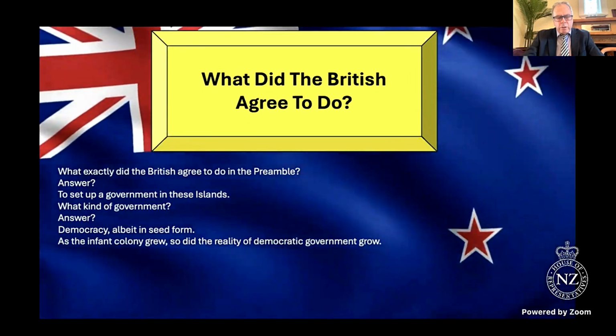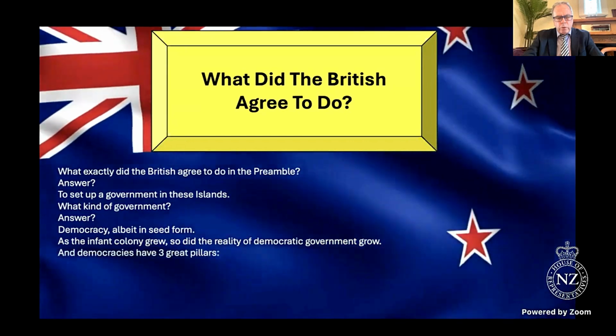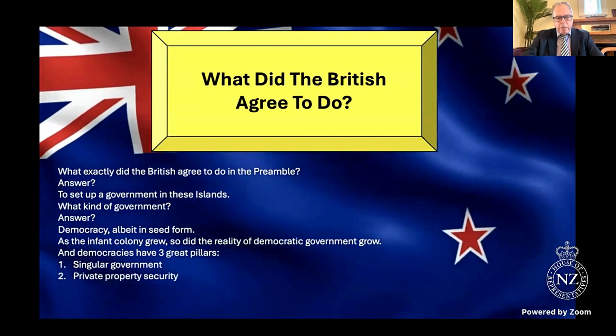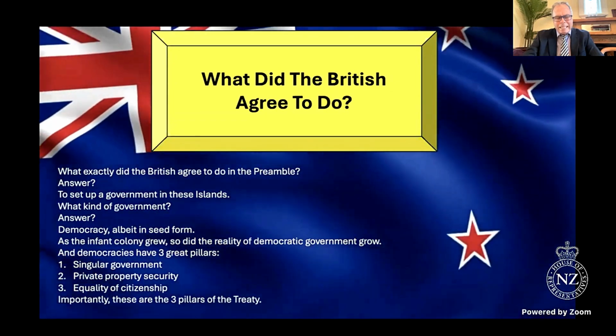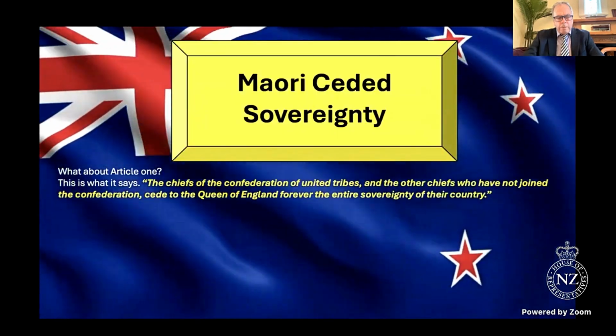As the infant colony grew, so the reality of democratic government also grew. And democracies have 3 great pillars: singular government, private property security, equality of citizenship. Importantly, these are the 3 pillars of the treaty. What about Article 1? Well, this is what it says.